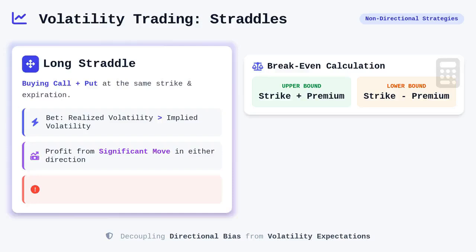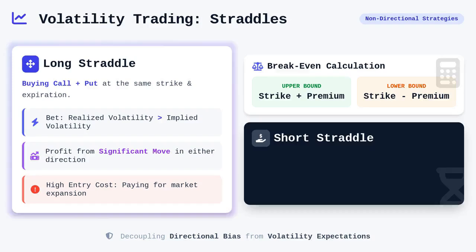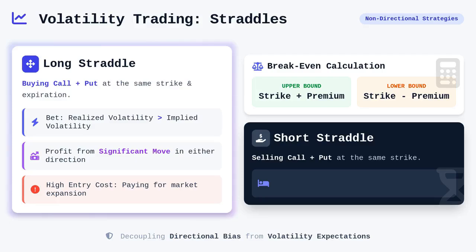Because you are buying both types of options, the cost of entry is typically high, and you are essentially paying for the market to move beyond the boundaries set by the premium paid. Conversely, a short straddle involves selling both a call and a put at the same strike, which is the strategy of choice when one anticipates a stagnant market environment where volatility will decline.